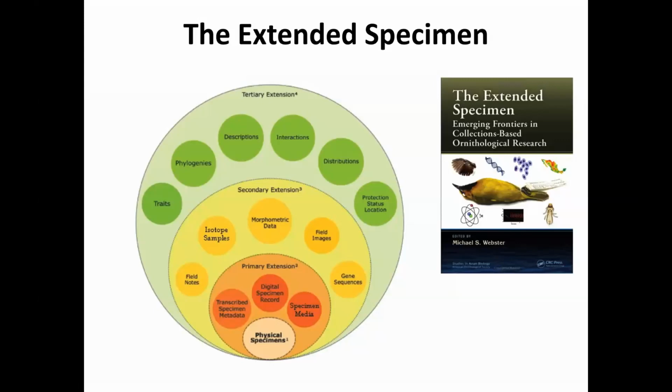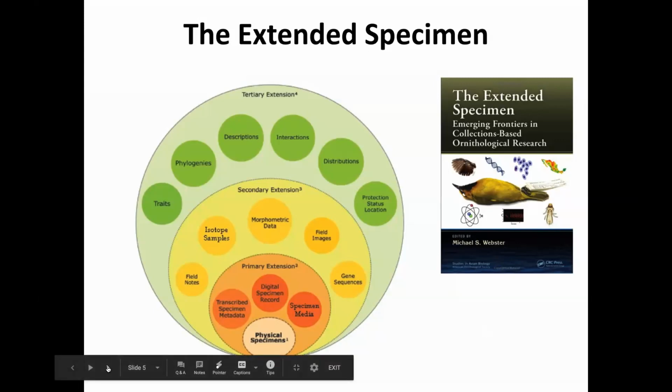The secondary extension was all of those products that were created from that specimen, things like field notes and gene sequences and images from the field and morphometric data, isotope information. And then a tertiary extension beyond that, looking at ancillary products that somehow related to that physical specimen and its digital data: phylogenies, traits, taxonomy, protection status, those kinds of concepts.